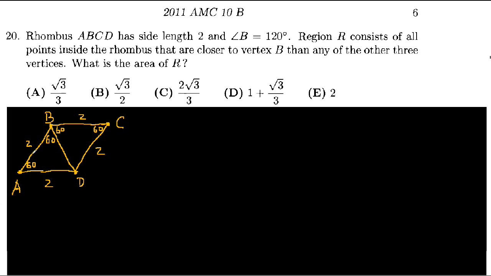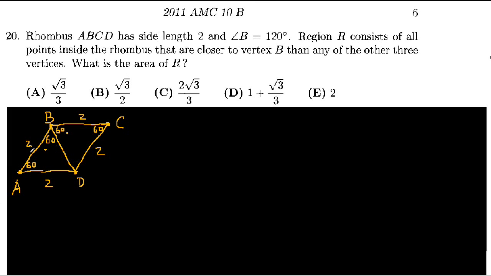Now the question asks for the area consisting of all the points that are closer to B than to any other three vertices. So in other words, for example, you have one dot here which is close to B, right? Or you can have one dot here which is closer to B than to A, D, or C. So one way we look at this is thinking of one vertex at a time.